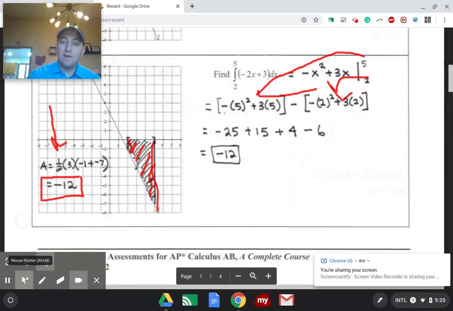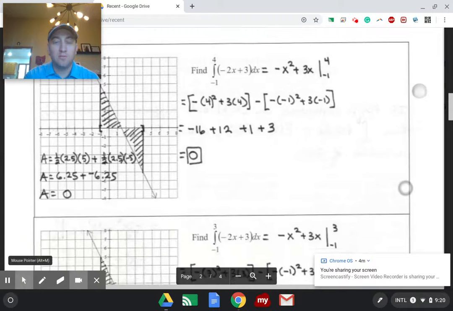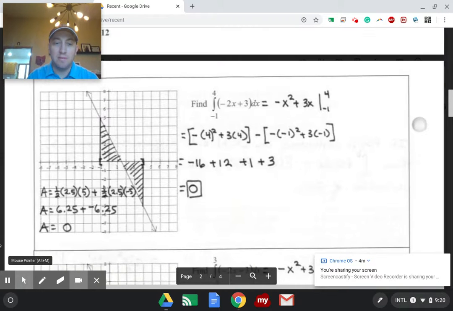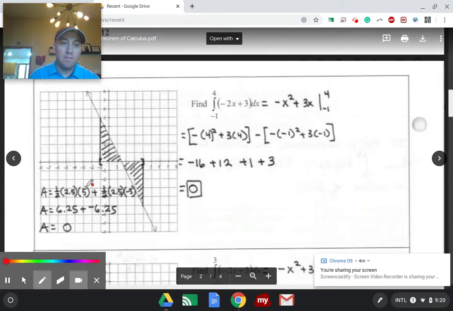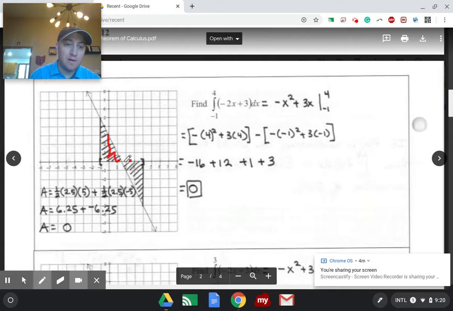Really that's not going to change with these next two problems. We see the answers end up being 0. I have exactly the same triangle above the x-axis as below the x-axis. So if this area is all positive and this area is all negative, they're going to cancel out and equal 0 because they're exactly the same size. You can see that happens when we use the fundamental theorem of calculus. When I plug in 4 and then plug in -1, everything cancels out and it equals 0.